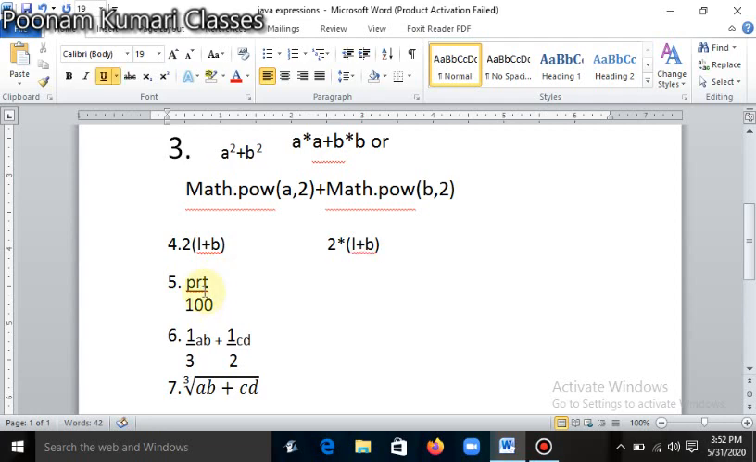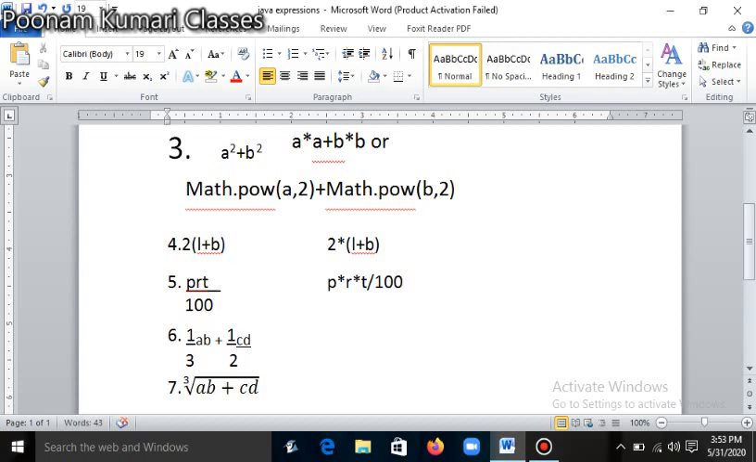Okay, then next is P R T divided by 100. In place of this division, we will change the program. We will write its answer like this way. We will write P R T. Between them there is no symbol, so what will come? Multiply. P multiply R. If there are small letter variables, we will also use small letters. P multiply R multiply T divide by 100.